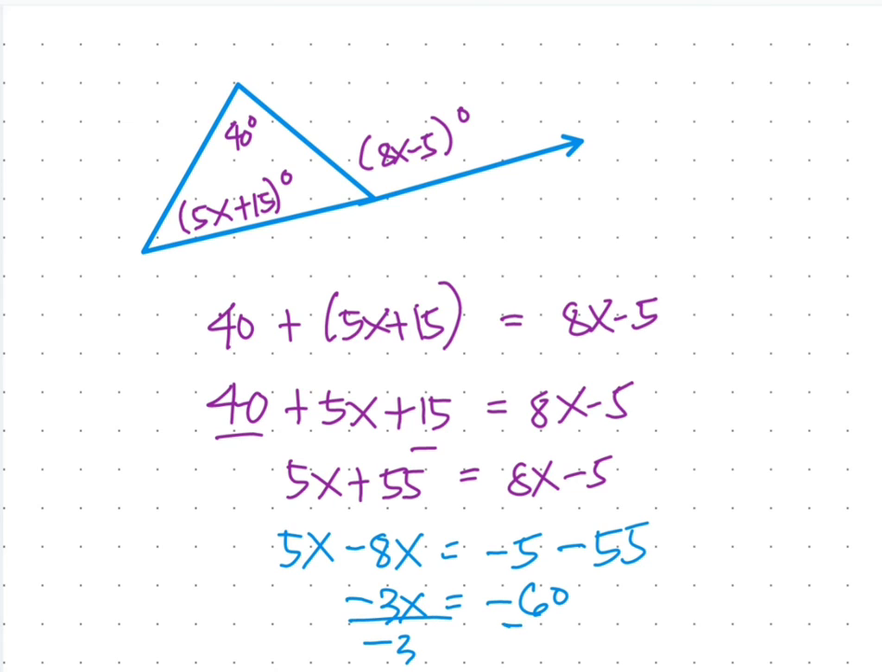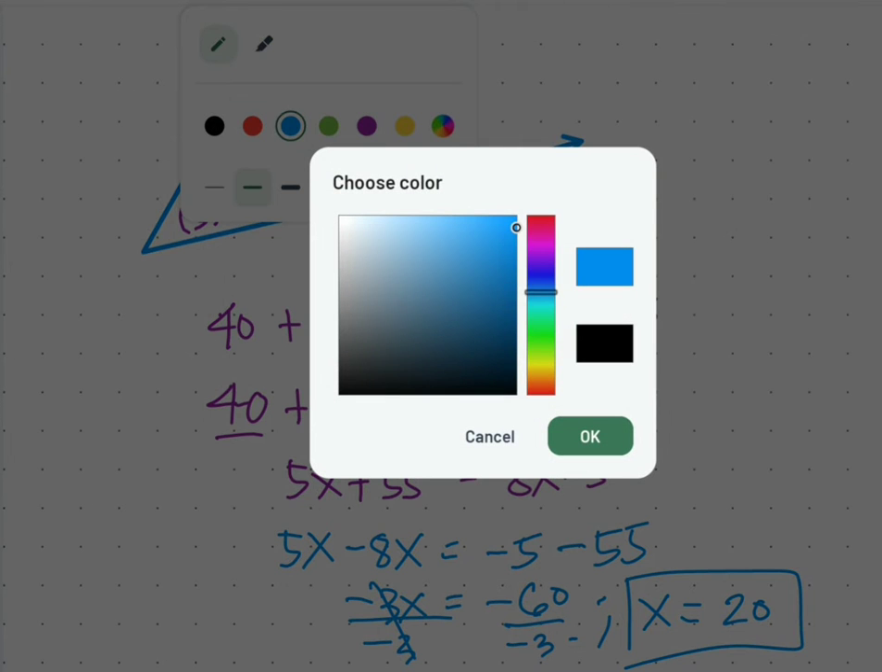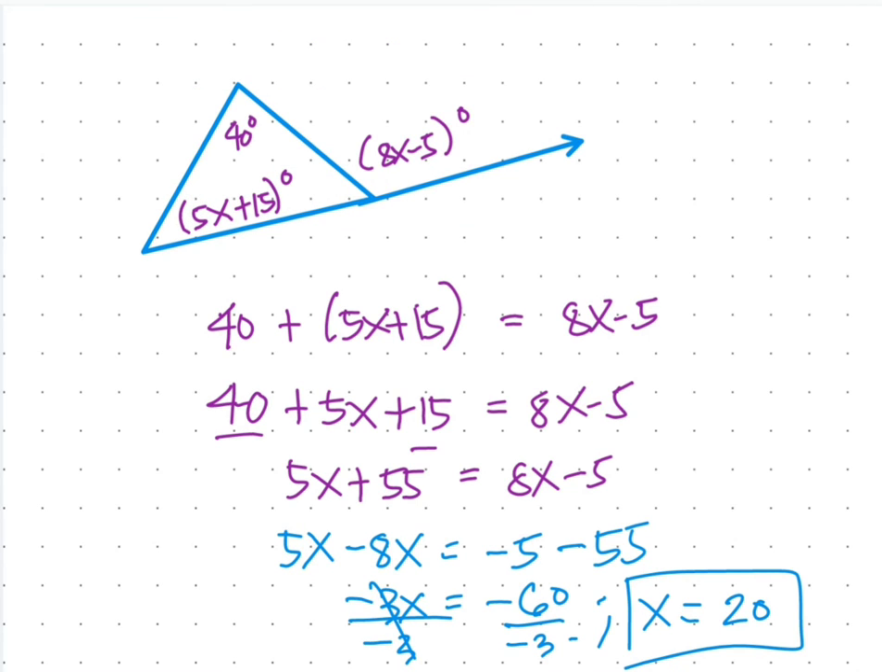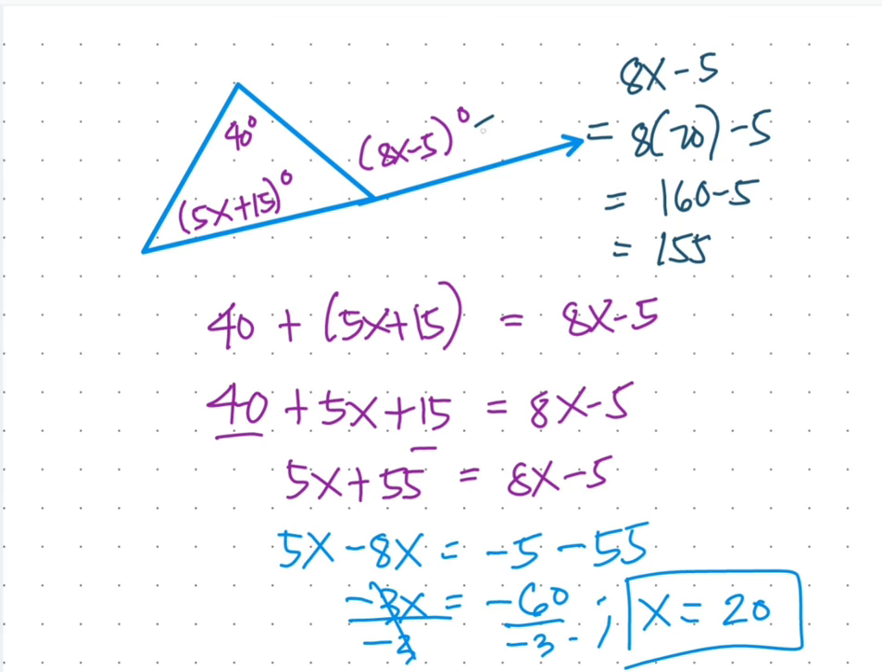Then we divide both sides by negative 3. Therefore, x is negative 60 divided by negative 3, which is positive 20. So the value of x is 20. Then we substitute 8x minus 5, which is 8 times 20 minus 5. What is 8 times 20? 160 minus 5, then 155. Therefore, this angle is 155 degrees.